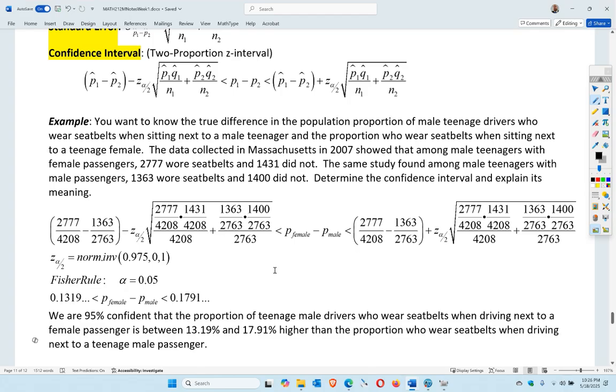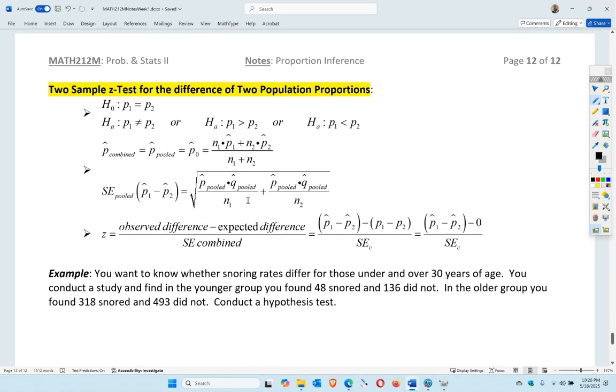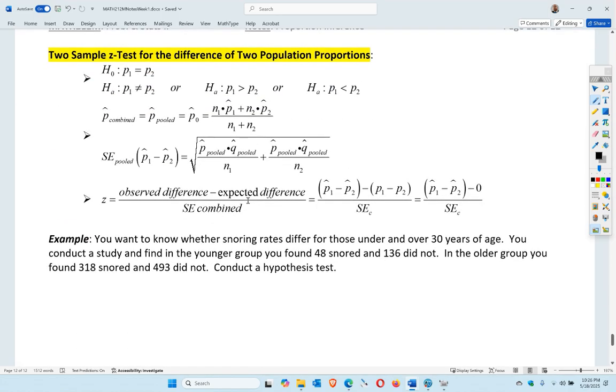Okay, so you can see the confidence interval is not all that much different for a difference between two than it is for one. You're just basically doubling the amount of work essentially. All right, let's do the hypothesis test. The problem with a hypothesis test is you have to pool or combine the values for the standard error.